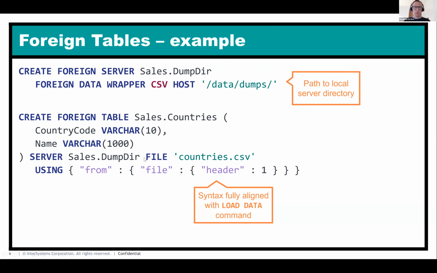So we point to the server, we tell it which file to open, and then in the using clause, which is fully aligned with load data, we can specify the additional parameters. This looks a little verbose because I already told it that this was a foreign server that's based on files, but that's just to make sure that it's using the exact same syntax as load data so that you can easily exchange or switch between the two in your scripts.